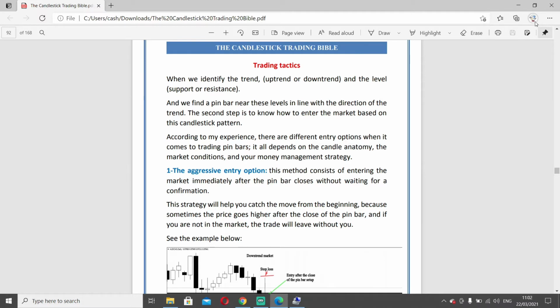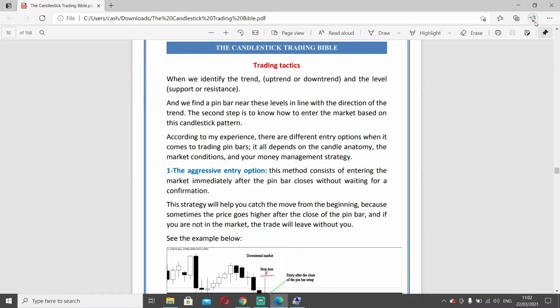Let's get into it. So here we've got our trading tactics, and let's read along. When we identify the trend, uptrend or downtrend, and the level of support or resistance, and we find a pin bar near these levels, in line with the direction of the trend, the second step is to know how to enter the market based on this candlestick pattern. According to the Candlestick Trading Bible author, I don't know how to say his name, there are different entry options when it comes to trading pin bars.